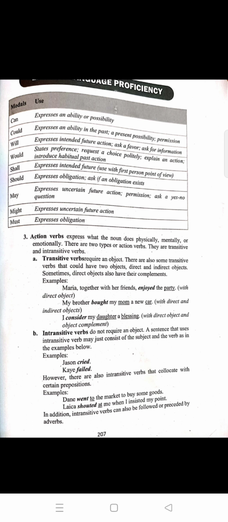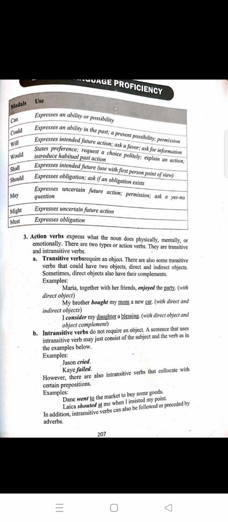Next is would. Would states preference, requests a choice politely, explains an action, introduces habitual past action. So, I would like a cup of coffee. So you state a preference. Next is shall. Shall expresses an intended future, only that it is being used with the first person point of view. So, I shall go to school. We shall go to school. So, you use it with the first person point of view.